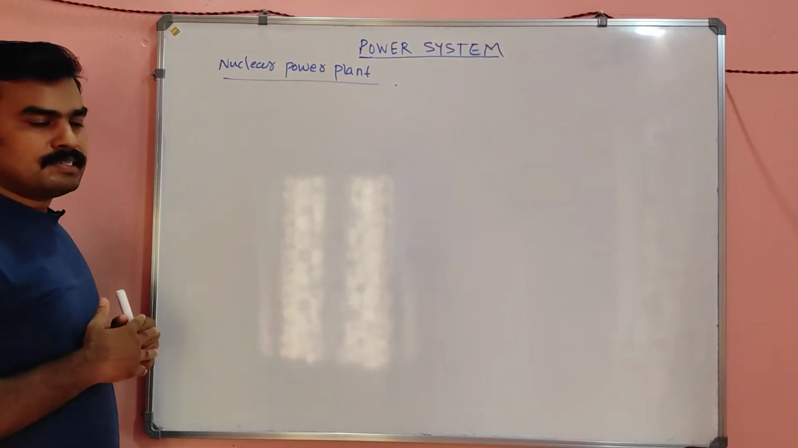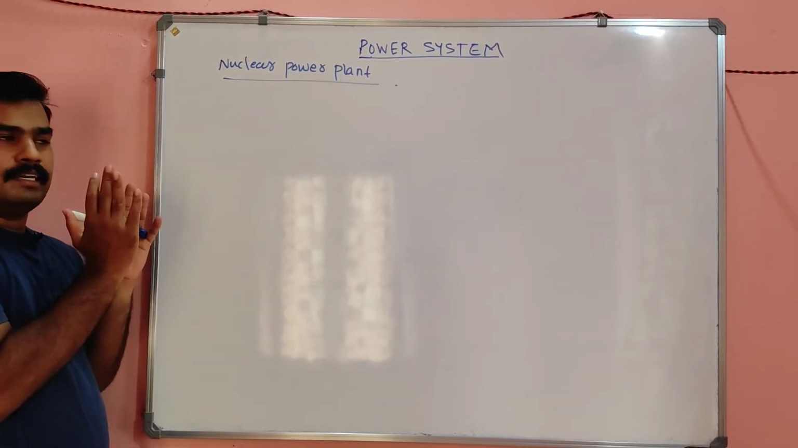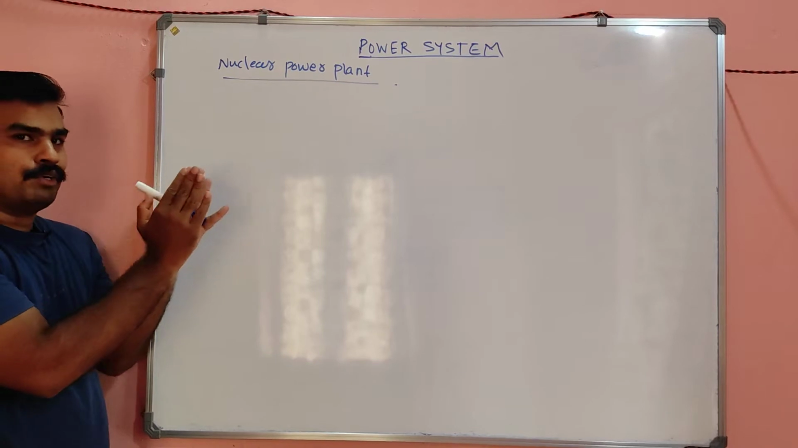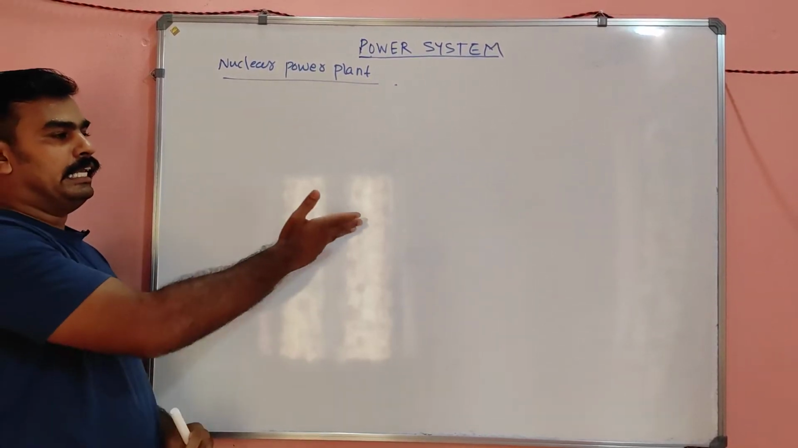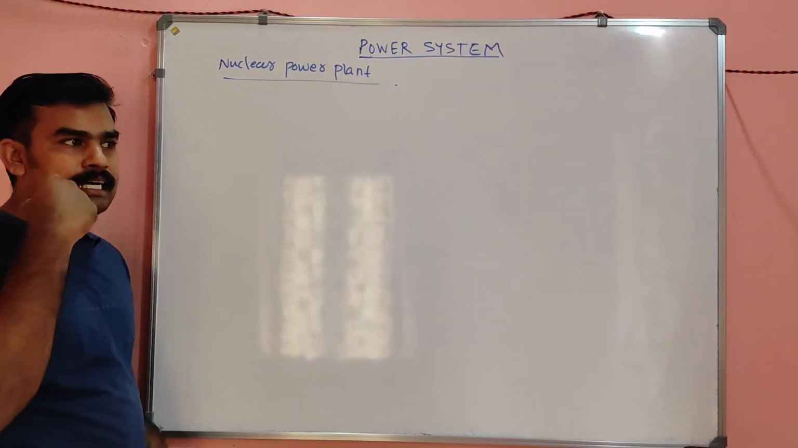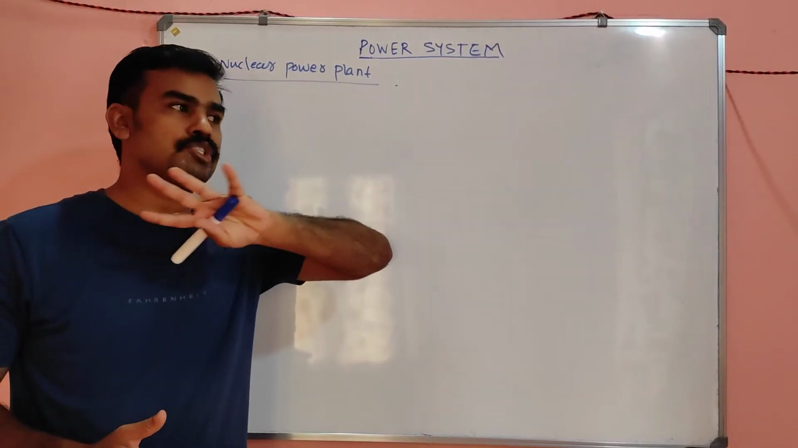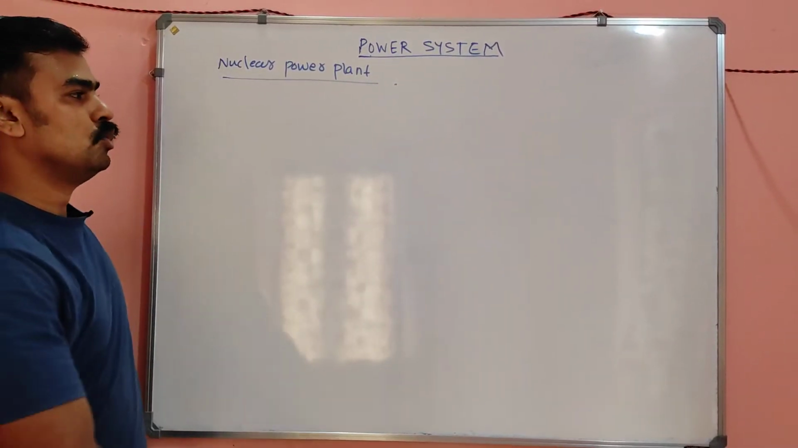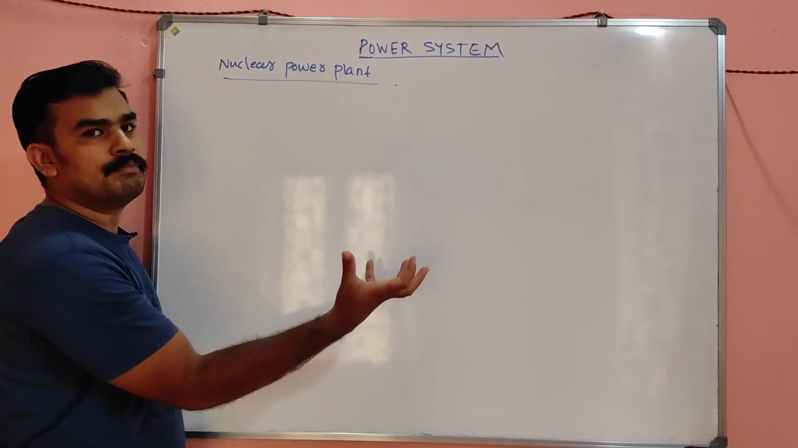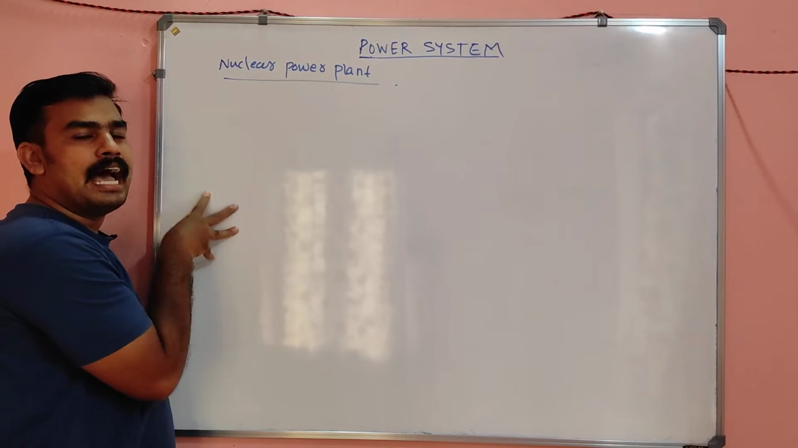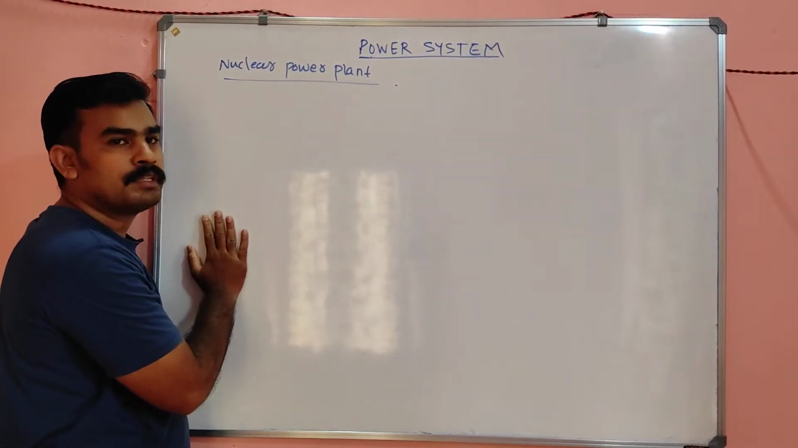So nuclear power plant is nothing but, anyhow we have to rotate the alternator. For that we have to rotate the turbine. For that we need some form of energy. In the thermal power plant we used the high pressure vapor, steam, to rotate the turbine. To convert the water into steam, we need a boiler, coal and a heat arrangement.